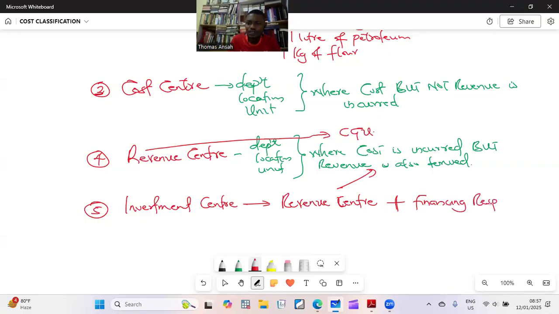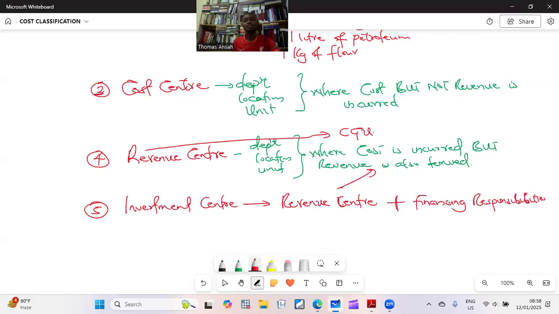So they can generate financing responsibilities. So they can generate capital. All right. Even though they spend money, they also get revenue. They can also generate capital. All right. So they have that kind of thing. So possibly they can have financing. They can also let people bring in capital to that place. So that is what we call an investment center.